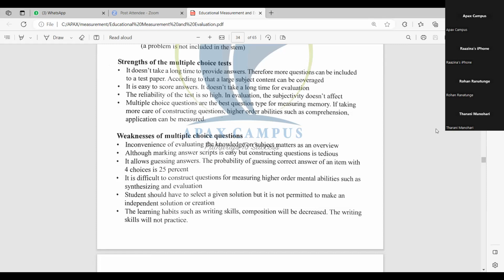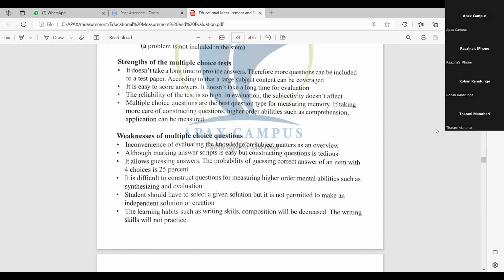The reliability of the test is so high in evaluation, and subjectivity doesn't affect it, because there's only one set answer, one correct answer. So it's highly objective. Because of that, the reliability is high. Marks cannot be changed according to the person who marks it. Right. So for marking, you don't need experts. Somebody who can recognize a number is enough. We give the question number and the answer number, then anybody can mark it.